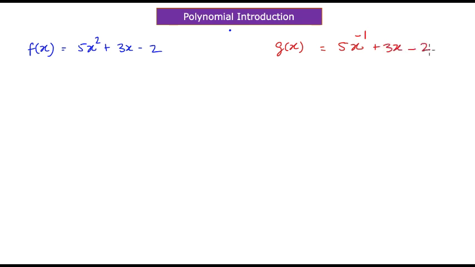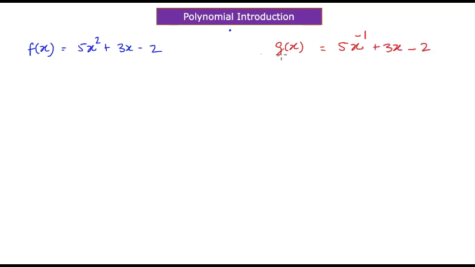In this lesson on polynomials, we will go through a quick introduction that is just to revisit what we have really learned in the past in our earlier grades. So let me write two examples. Let's say one function f of x is 5x squared plus 3x minus 2, and then I write another function g of x is equal to 5x to the power negative 1 plus 3x minus 2.